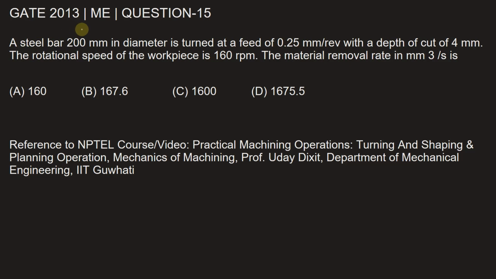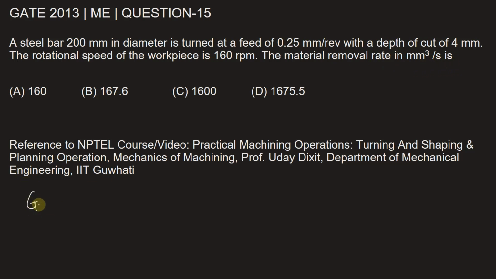This question is from GATE 2013 Mechanical Engineering paper, question number 15. A steel bar 200 mm in diameter is turned at a feed rate of 0.25 mm per revolution. With a depth of cut of 4 mm, the rotational speed of the workpiece is 160 rpm, revolutions per minute. Material removal rate in mm cube per second is.